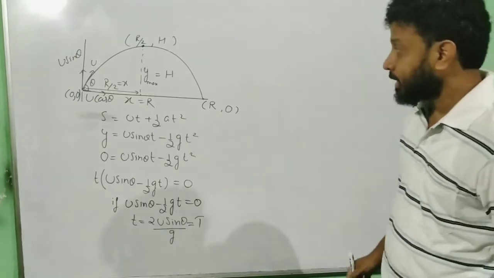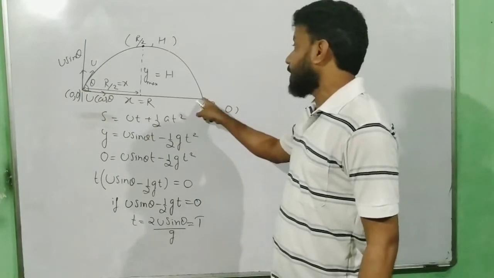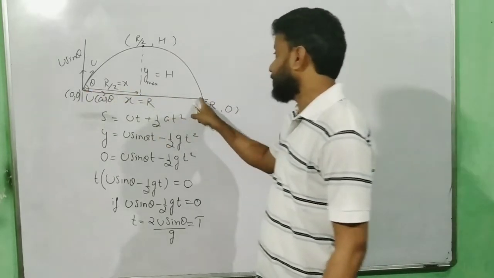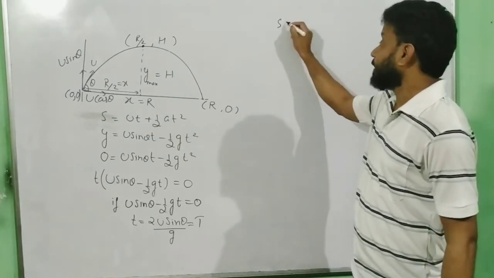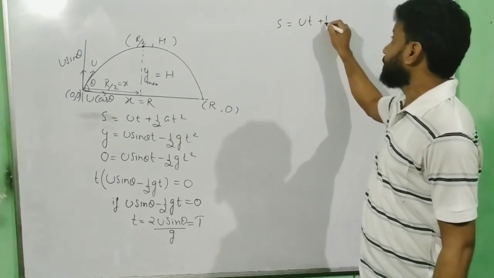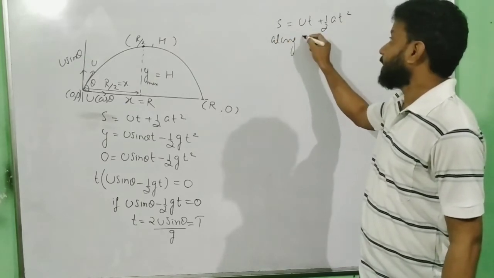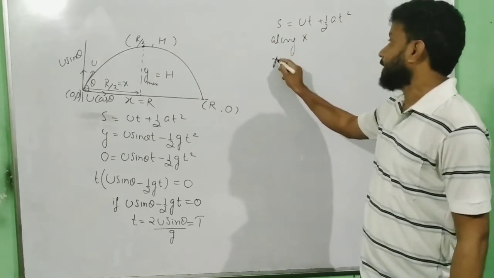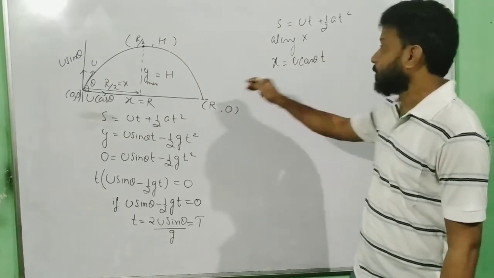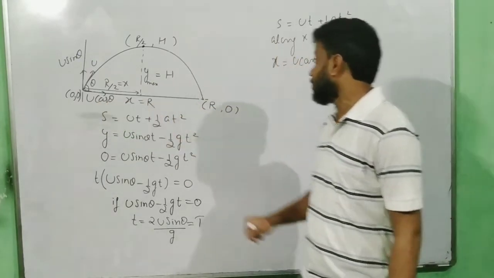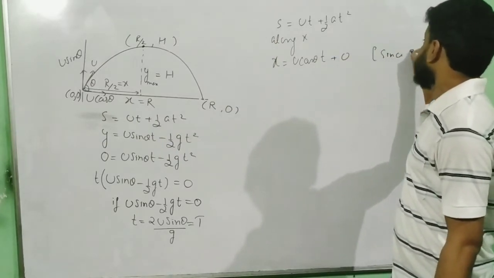How will you find the range? In the same time t, the body has traveled a distance of r, but along which direction? Along x direction. So I will write again the same formula, s equal to ut plus half a t square, along x. I will write s as x, u as u cos theta multiplied by t, because the initial velocity along x direction is u cos theta. And the second term will become 0 since ax is equal to 0.